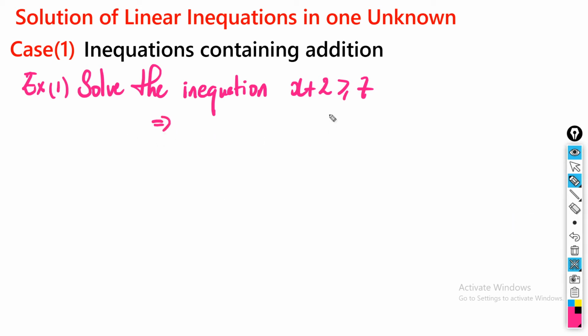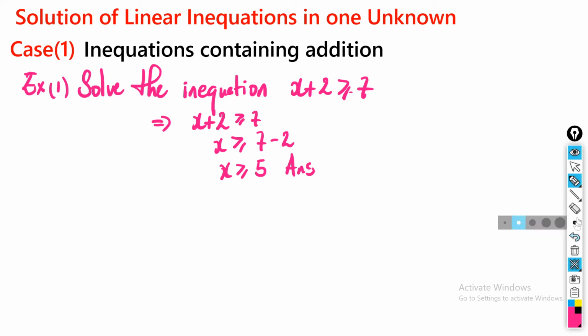We have a situation where x plus 2 is greater than or equal to 7. And let's just solve that. So we have x plus 2 is greater than or equal to 7. And we're going to carry the 2 over to the right side of the equation, and we're going to get 7 minus 2. So x is greater than or equal to 5, and that's the answer, right?